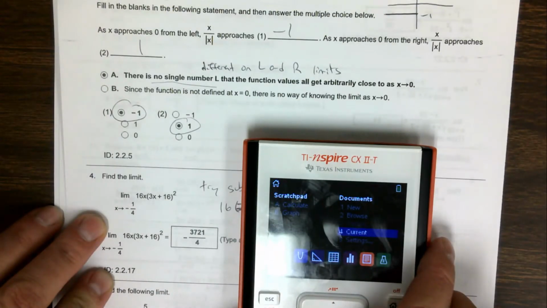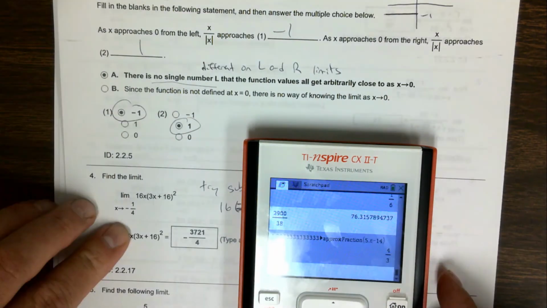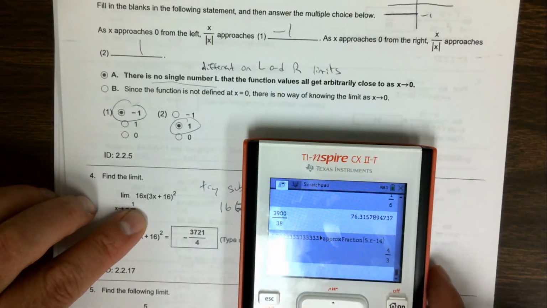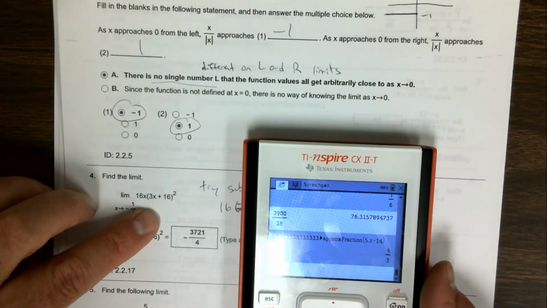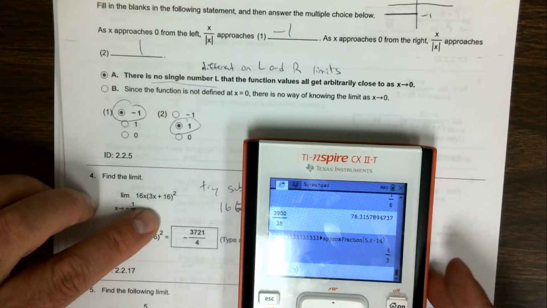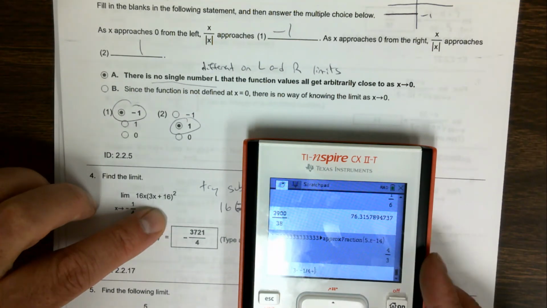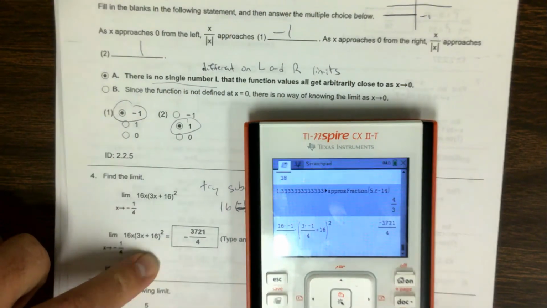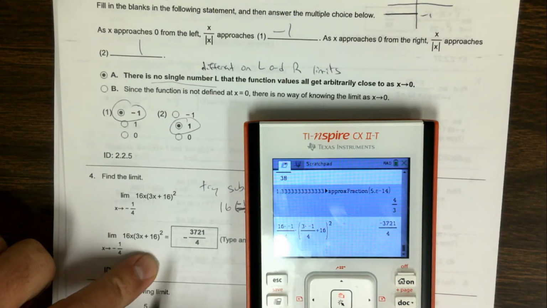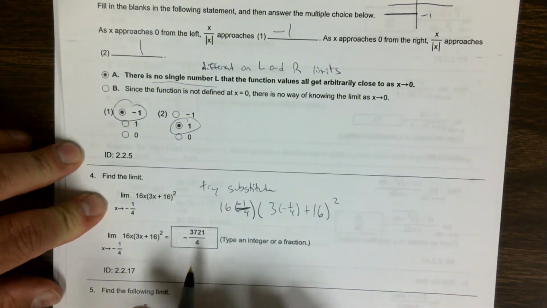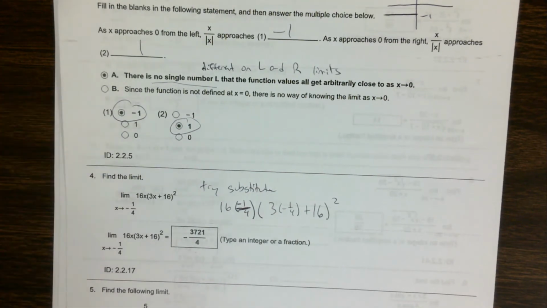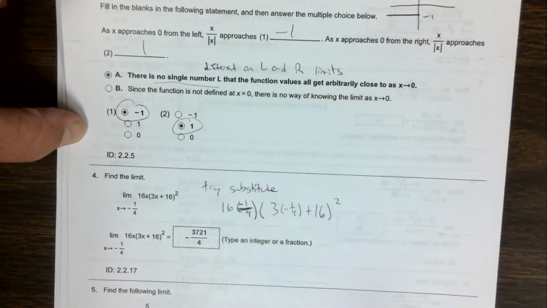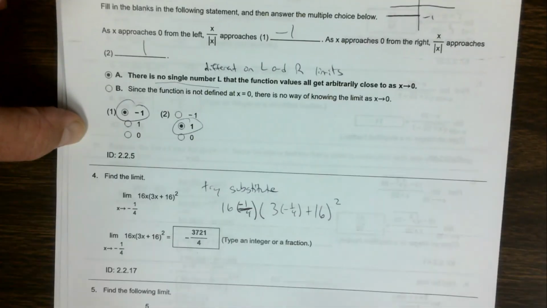So we go to the calculate screen, and we're going to do 16 times negative 1/4 times 3 times negative 1/4 plus 16 squared. And so you can see that gives us the exact answer. So all we had to do is plug it in. So that would always be your first step, like try to substitute. Now, if you end up with a 0 divided by 0, you have to do it a different way.